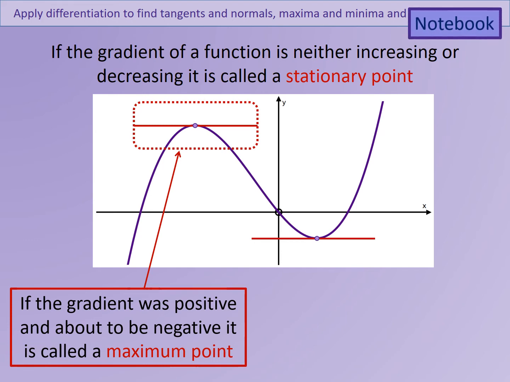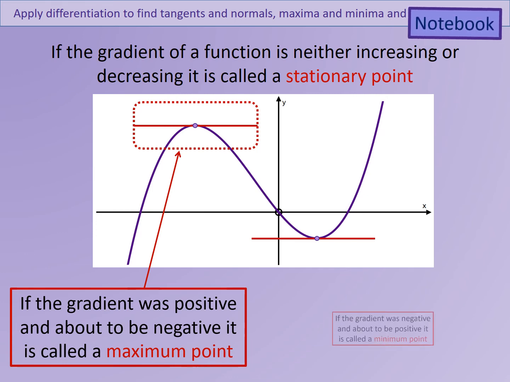Now, if we take the first of our stationary points on this curve, you will notice that just before the stationary point, the gradient was positive, and just after the stationary point, the gradient was negative. And if that is the case, then what we have is a maximum point. We can see that it's a maximum point based on the shape of the curve, but by finding these values of the gradient just before and after the stationary point, we can deduce whether we have a maximum or indeed a minimum.